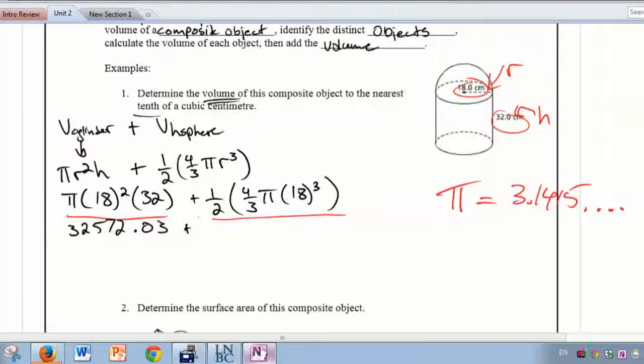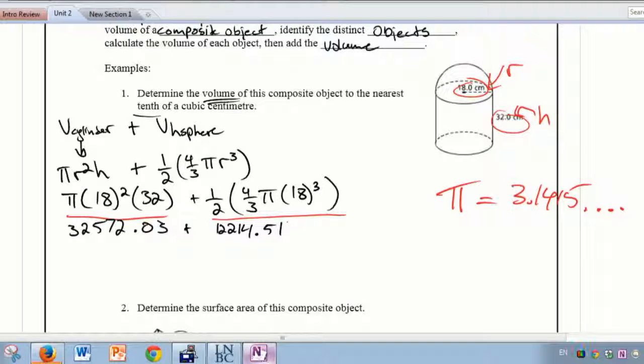18 cubed times pi. Oops. And some calculators won't like it if you plug all of these things in at once and just hope for it to come out right. And some calculators won't care. It just depends on your calculator. So for the second part, I get 12,214.51.